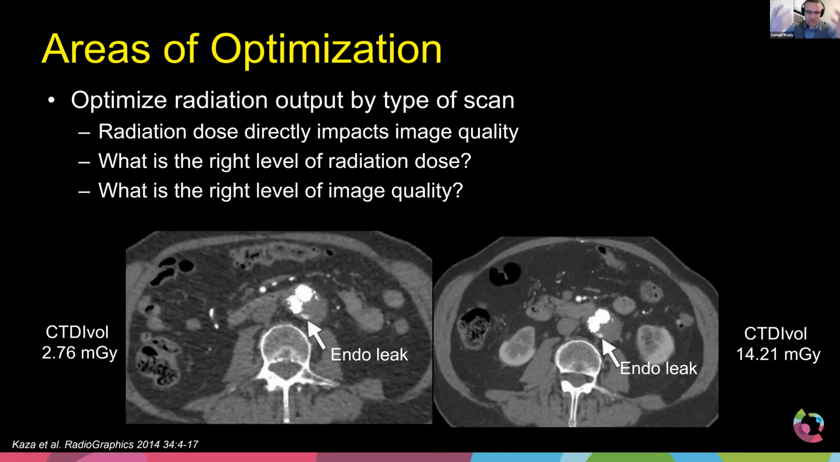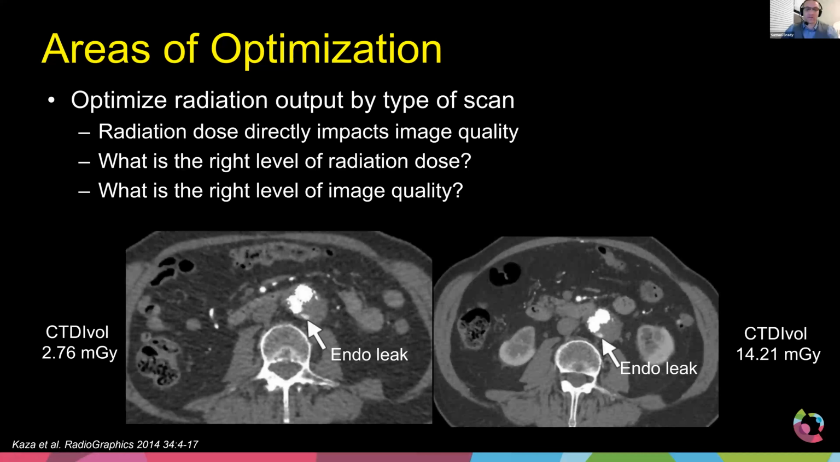Here's just an example. If I need to see this leak right here, can I see it in this quality image with a CTDIvol of 2.76 versus the exact same scan imaged at 14.2? Did we change the diagnostic confidence? Did we change the sensitivity and specificity of our radiologists by reducing the dose by a factor of 7? The answer is, I assume, no.